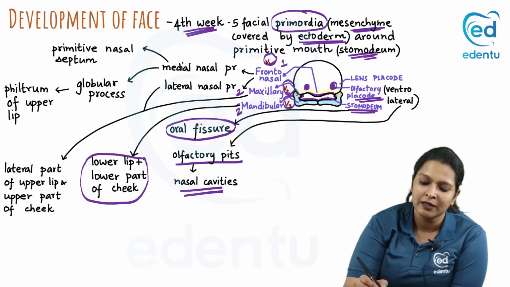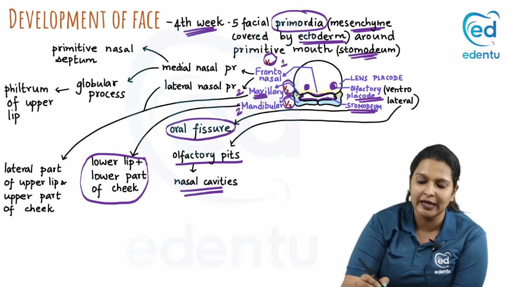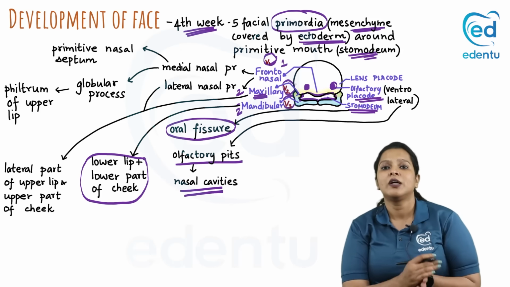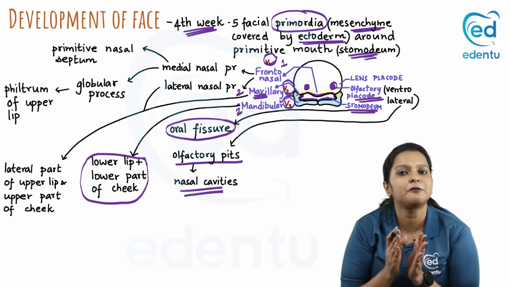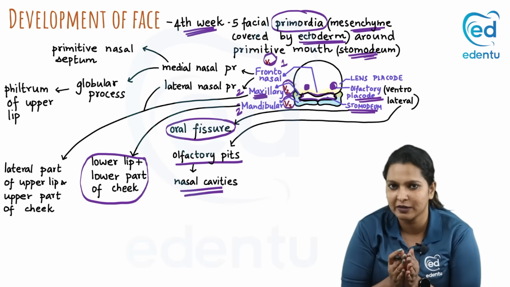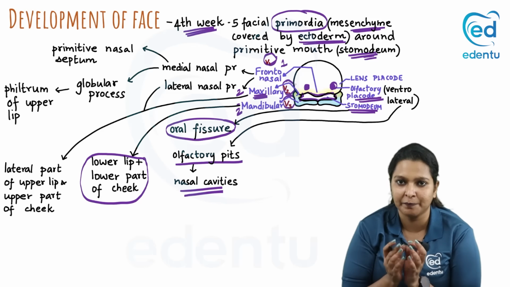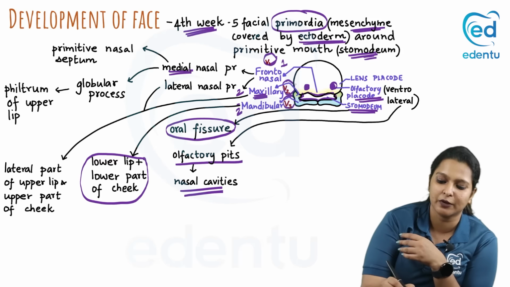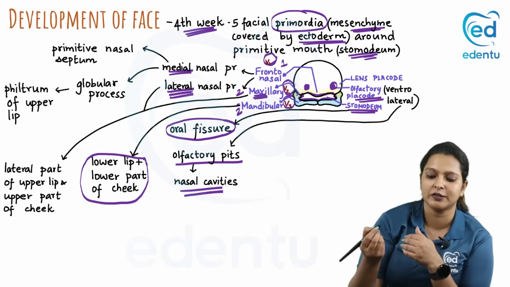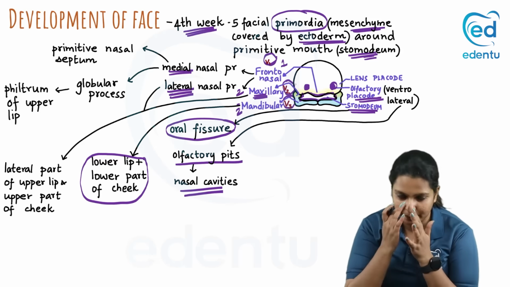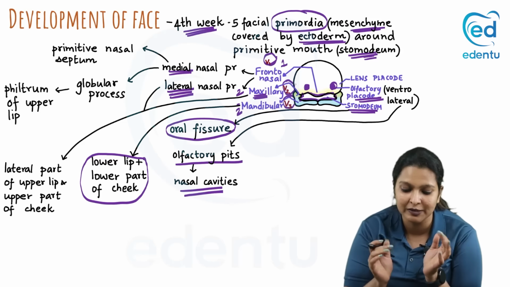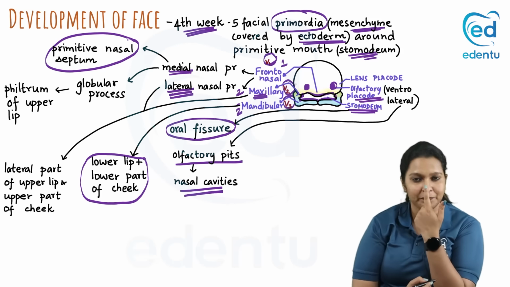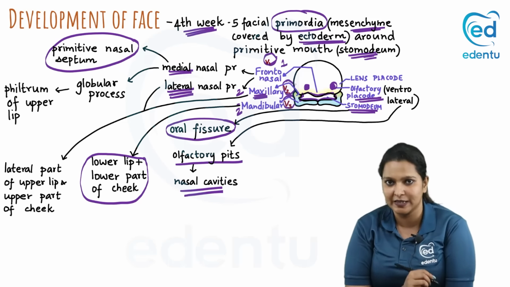Then we have the maxillary swelling as well as one component of the frontonasal process. Now, the important thing is, I told you the frontonasal process or the frontonasal swelling is an unpaired swelling. Okay, it gives 2 divisions called the medial nasal process and lateral nasal process. Okay, the medial nasal process and lateral nasal process.